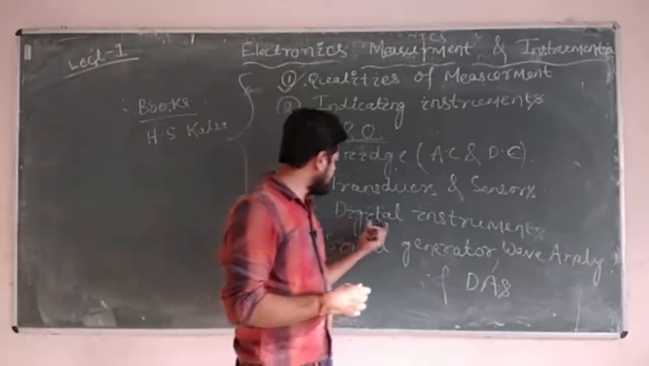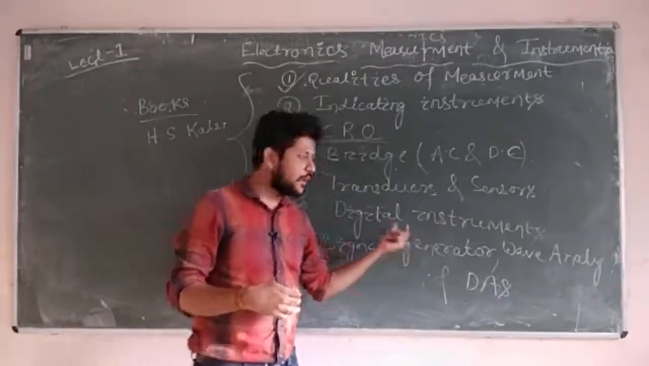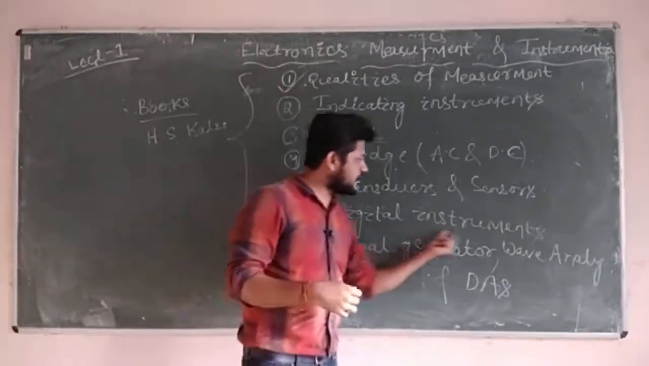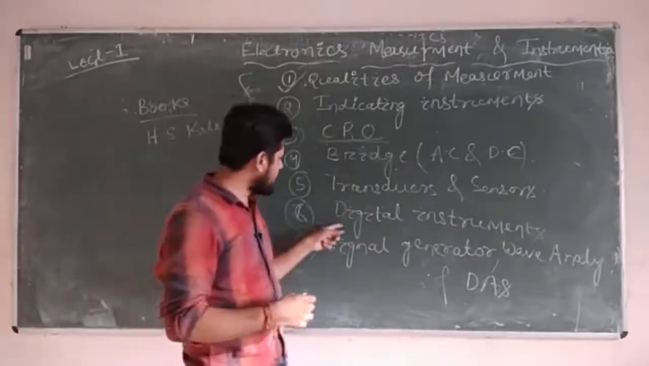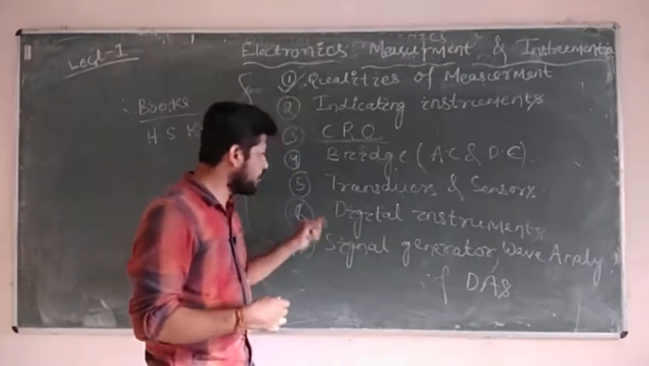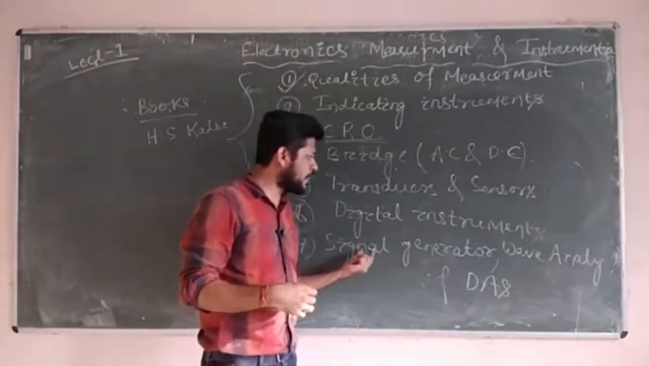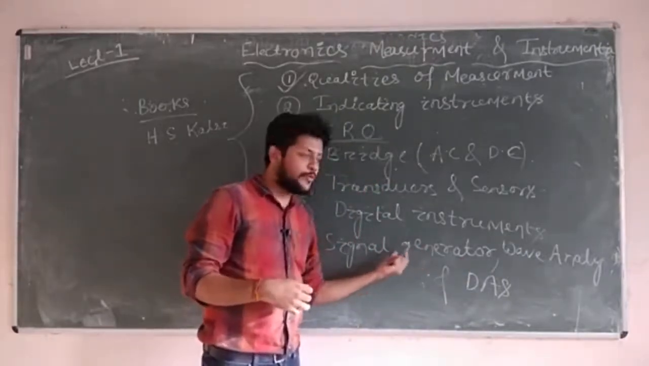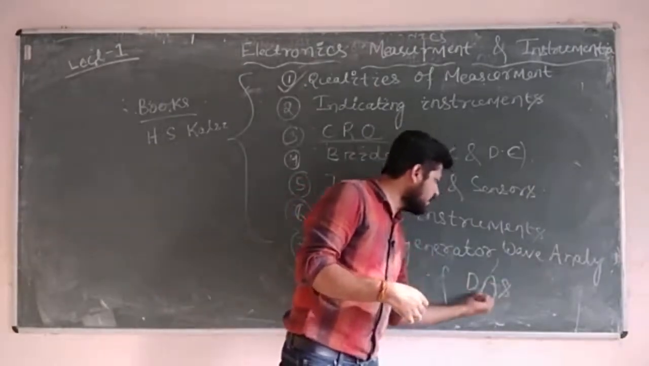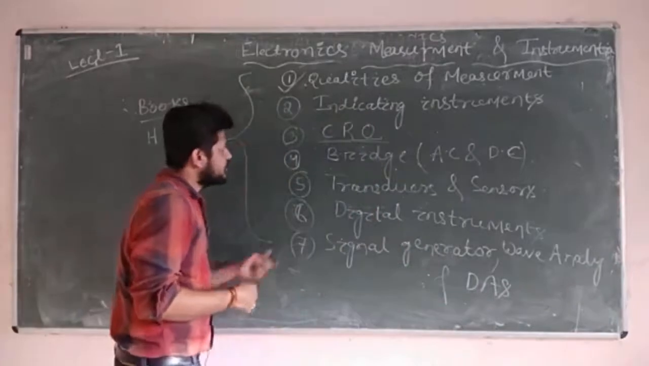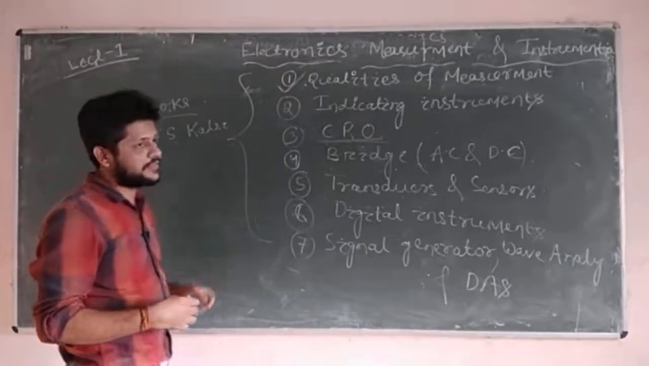Then we will have the sixth unit in your syllabus. The digital instruments is in the third module, but in order to understand these digital instruments, you have to understand all these analog instruments first. That's why I am putting these digital instruments in the sixth module. Then we will have signal generator. Then how you generate high frequency signal, low frequency signal, we will study about this in this signal generator module. And finally wave analyzer and data acquisition system. So in order to cover all these modules, we will need to follow this book, that is your HS Calci.